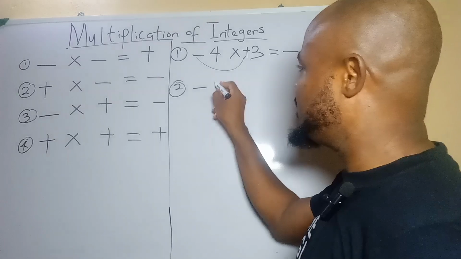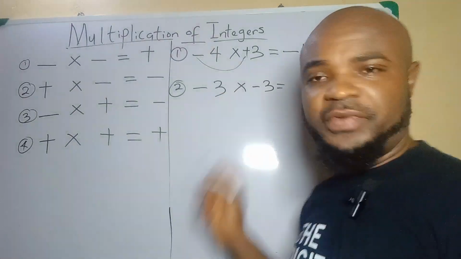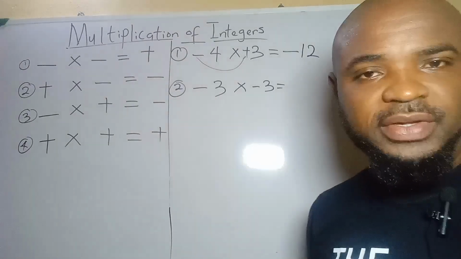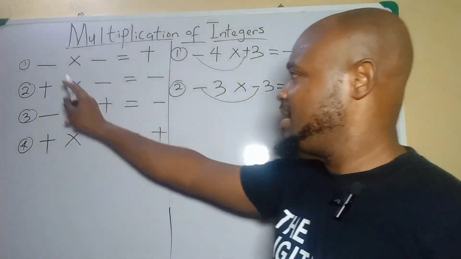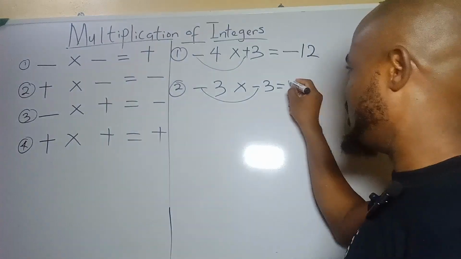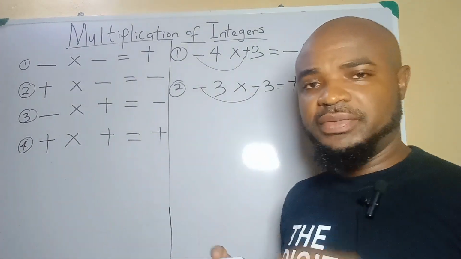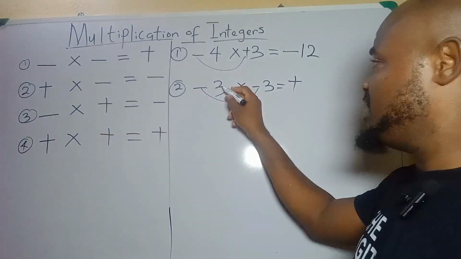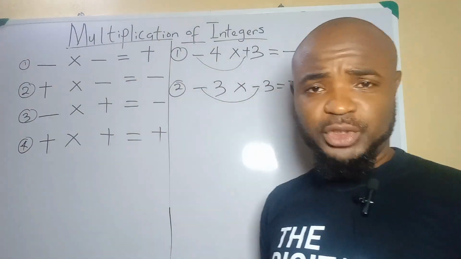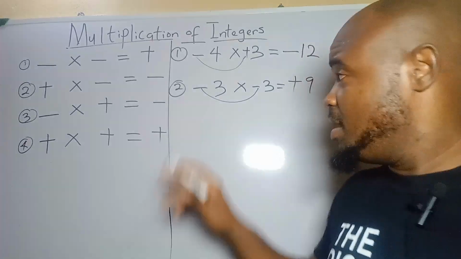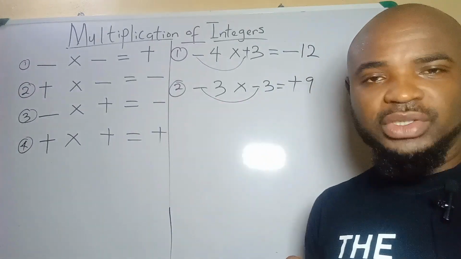Now let's try the next one. We have minus 3 multiplied by minus 3. Alright, so the same thing, minus times minus. Minus times minus will give us what? Plus. Then I can move ahead to multiplying the two numbers, 3 and 3. And 3 multiplied by 3 is what? 9. Are we following? I'm sure we're getting something right. Fantastic. Minus 3 times minus 3 will give us what? Positive 9. That is plus 9.